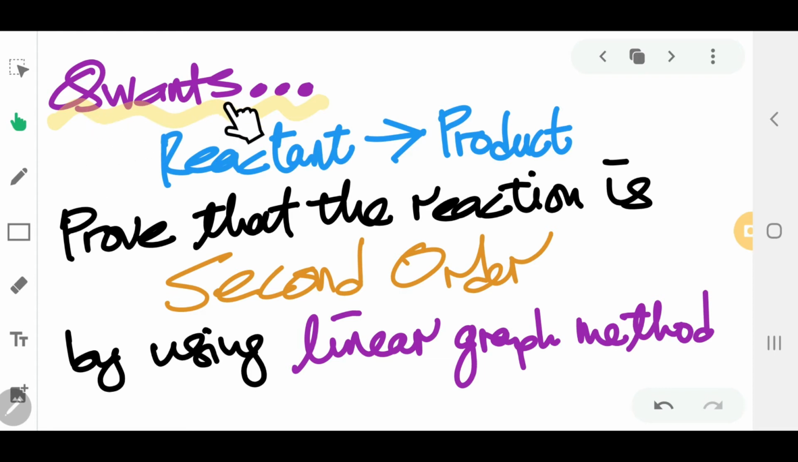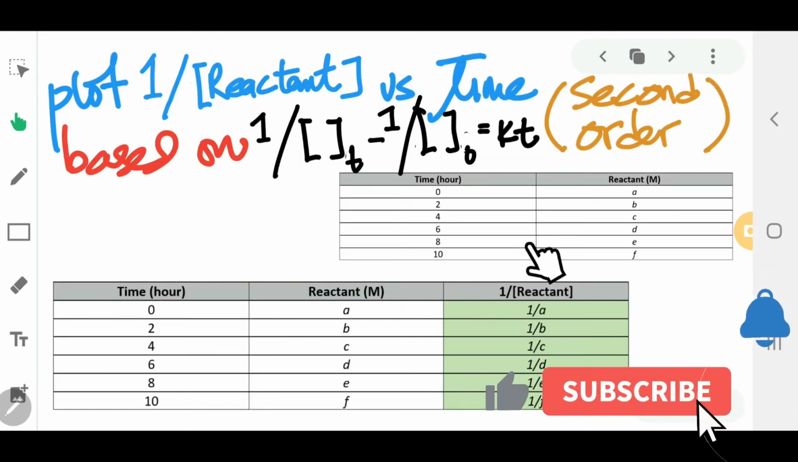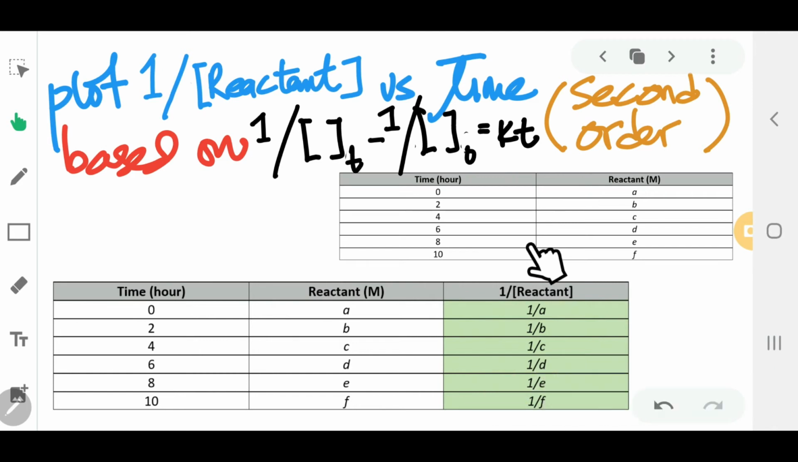Next, if the question wants you to prove that the reaction over here is a second order reaction by using the linear graph method, it's the same as what you have done for first order, but instead of changing the table into ln concentration, we're going to change the reactant concentration into 1 over concentration of reactant, based on the integrated rate equation for second order reaction.